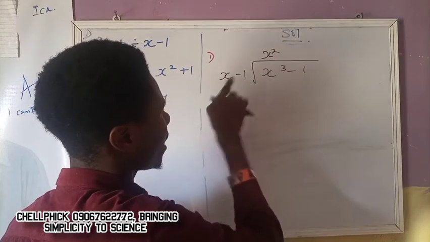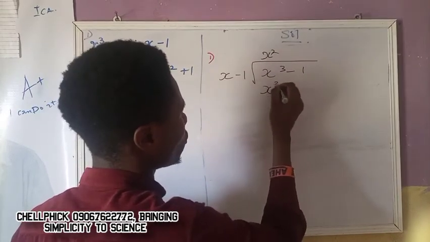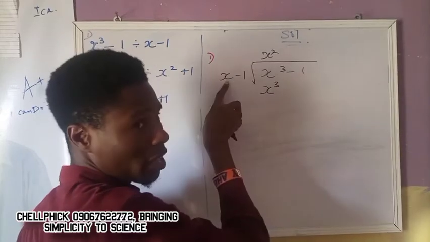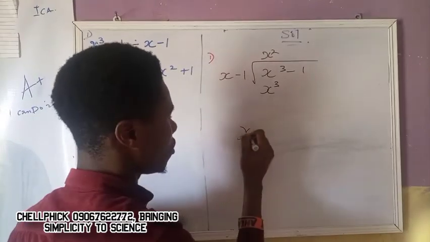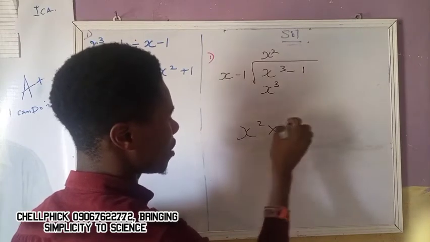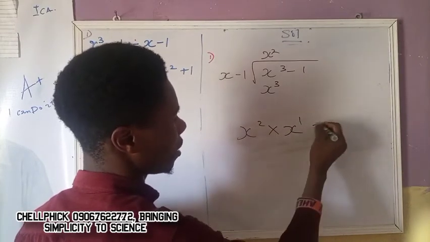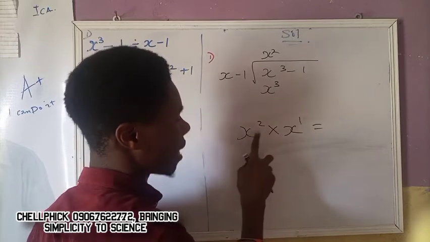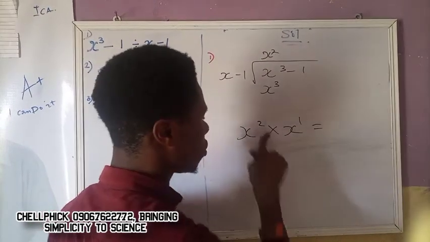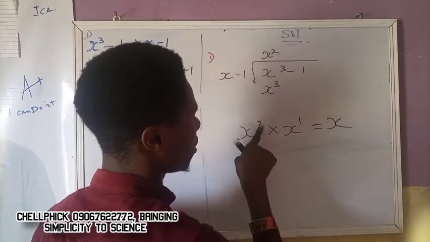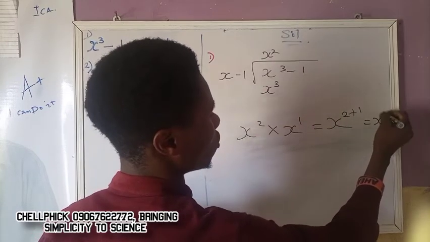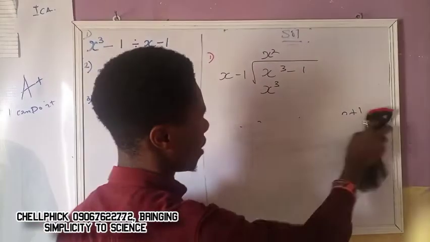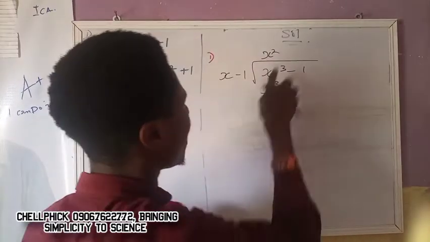x squared times x, we are going to have x raised to power 3. If you use the law of indices, you have x raised to power 2 times x raised to power 1. The normal way we say it is x times x times x, which is x raised to power 3. If you want to use indices, you take 1, so 2 and 1 will become plus, which will give you x raised to power 3. Do you understand? That's how I got that.